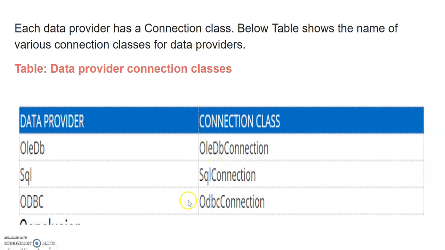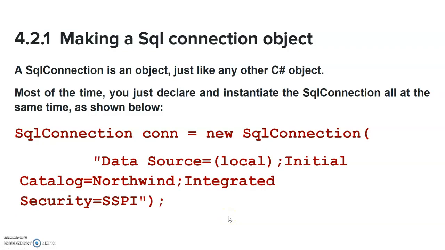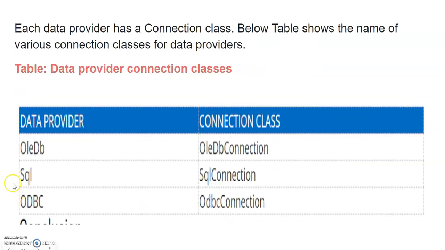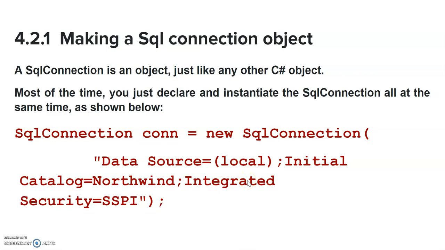If it is SQL, that will start with SQL and then connection. If it is ODBC, then ODBC and then connection. So this is about the connection object. Now, for the connection object, we are focusing on the provider. Which provider? SQL connection, the SQL data provider.